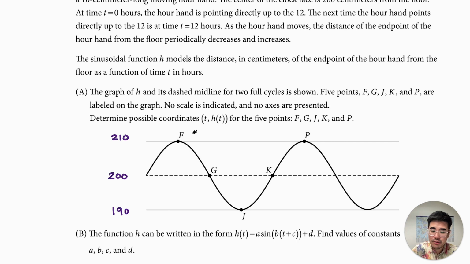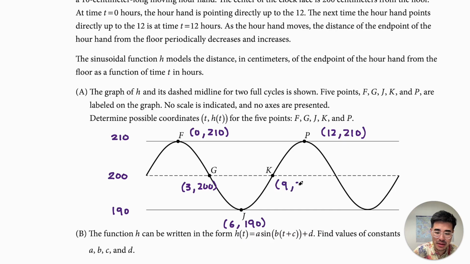So if we start off our day at 0, which is midnight, the clock hand would be 210 centimeters above the ground, and then it would reach up again at 12 o'clock noon. So that would be this point over here. Then the halfway point would be 6 a.m. Hopefully you all know how to read a clock and know that the hour hand is pointing down at 6 a.m. So then this would be the quarter point, so it'd be 3 p.m. when it's pointing to the side, and then it'd be pointing to the side again at 9 p.m. So those would be your points over there.